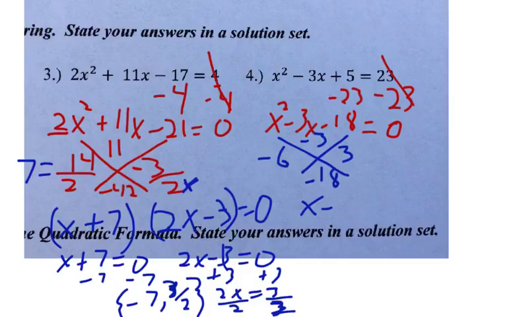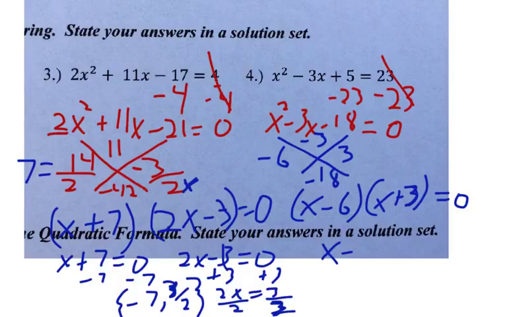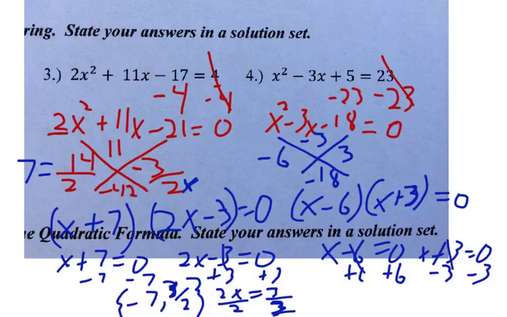So it would just be x minus 6 and x plus 3. Set those both equal to 0, and then it's just as simple as the opposite sign, because x minus 6 equals 0, x plus 3 equals 0. We're going to add 6 and add 6, and subtract 3, and we get -3 and positive 6. Put those in set brackets, and we have number 4.